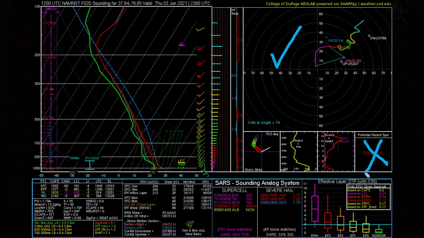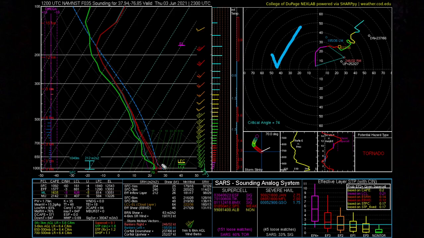Now, you can really disregard this because that is just the potential hazard type. Sometimes I do look at that, but that is not at all a good way to determine whether you're going to have a tornado or not. Down here, also, I would not take a very close look at this. This is just comparing the present conditions in this sounding to past occurrences of supercells and hail. So you can really disregard that too.